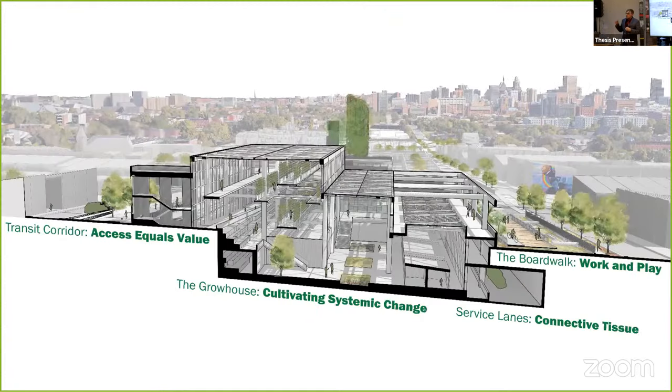To be able to connect people through transit corridors, to allow people to have equal access and value, not just here, but through the city as a whole, through trying to create systemic change in the grow houses of production, and also to embed the services within the ground, which is existing, and allow it to self-sustain itself, but also to provide a place for people to work and play within Baltimore is critical, not just here, but in the entirety of the United States urban development fabric.